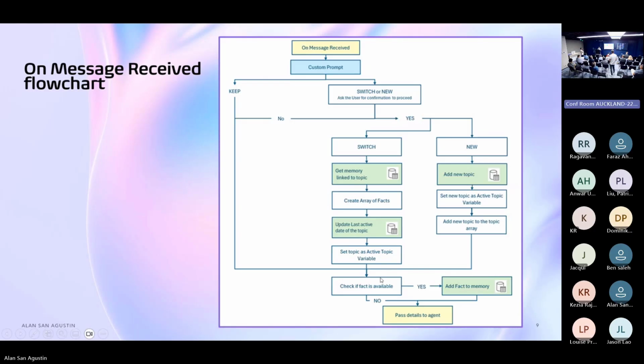Then after that, my prompt also tries to extract the facts that were mentioned. So it's not the whole conversation, just the actual facts, like what the budget is and things like that. If a fact is available, I add it to the Dataverse table of facts, with the link to the actual topic conversation. And that fact is extracted or composed by the outcome of the custom prompt? Yeah. And after that, I pass the details to the agent.